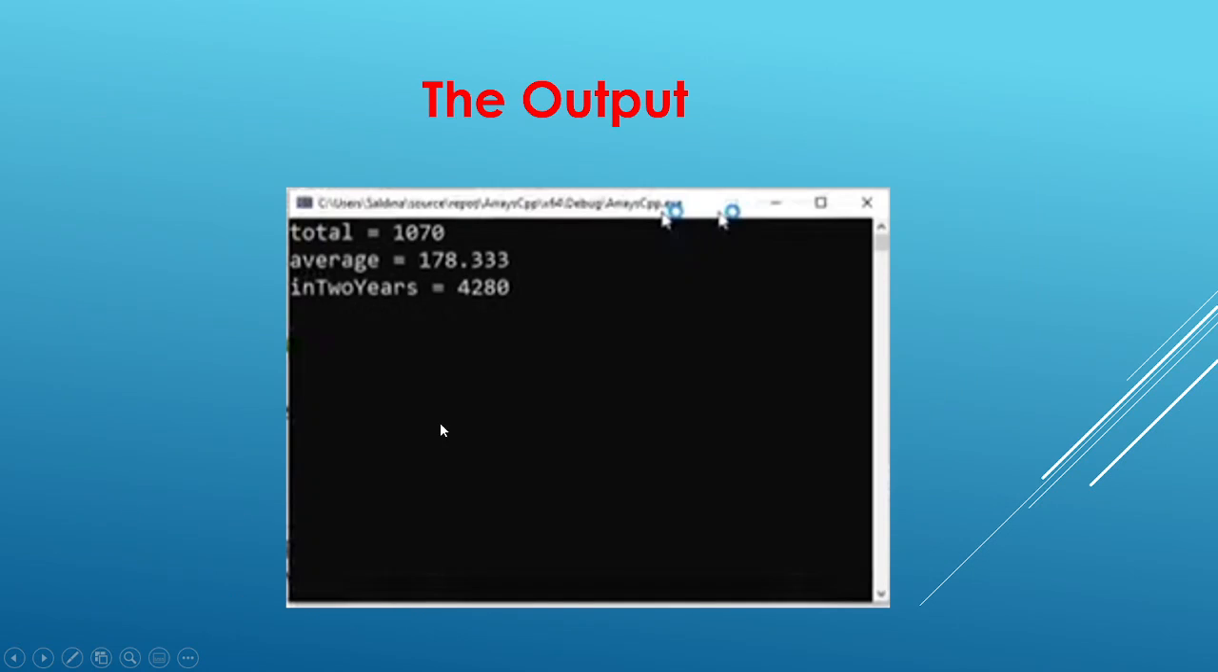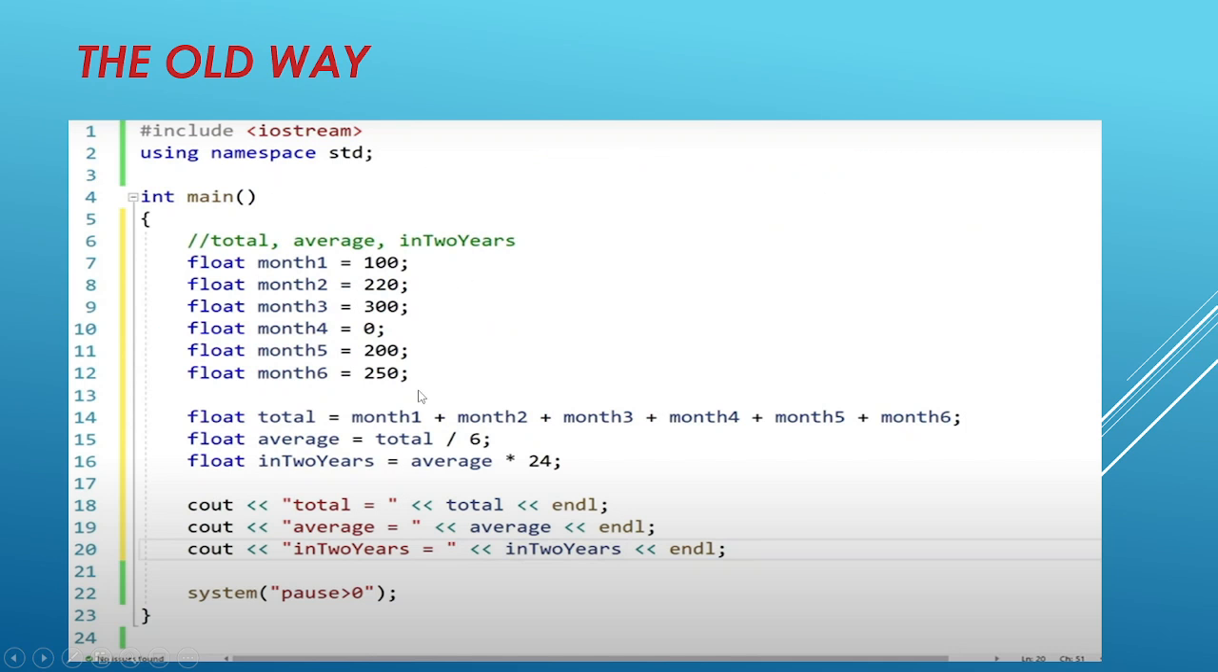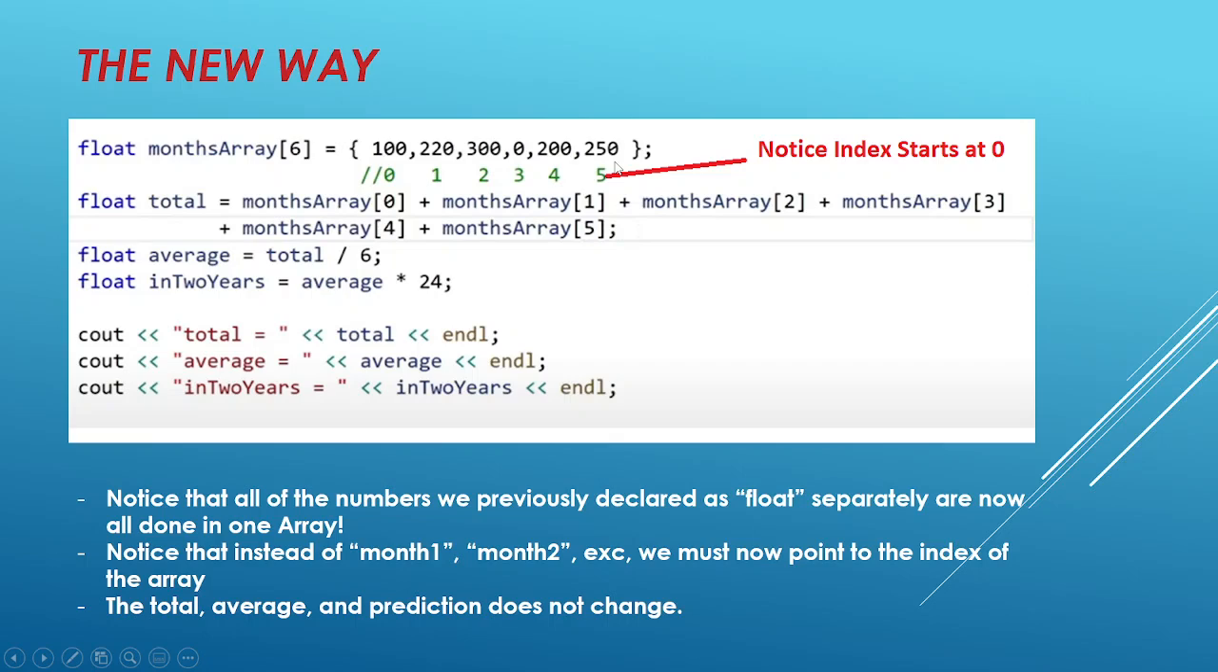Now, the new way of doing this, using an array: this right here, float months array, these square brackets are crucial. This is what designates this as an array. You put how many elements you have, 6. Notice these are the same numbers that were right here. But now, instead of all this code, you just have it all in one line.